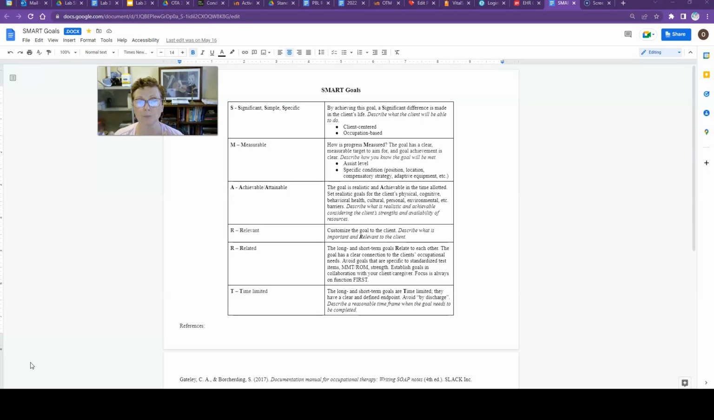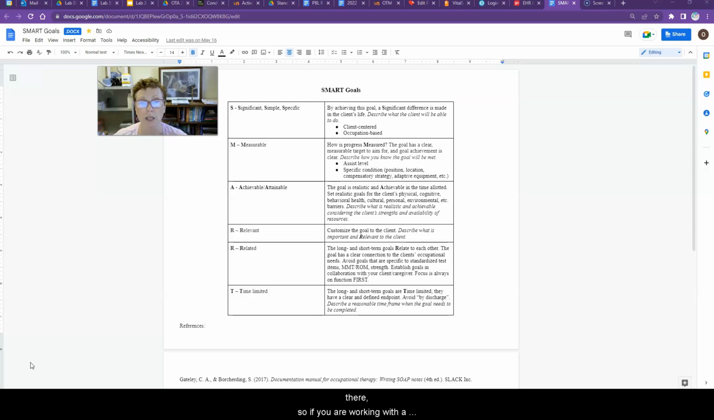Remember, the goals need to be related. The short-term goal needs to be directly related to the long-term goal, which you all do really well. And it does need to be time limited. This is the important part when thinking about what location your client is in. Go back to that chart in Pedretti that we went over on day 1 on the different practice settings and the lengths of time that those clients will be there.